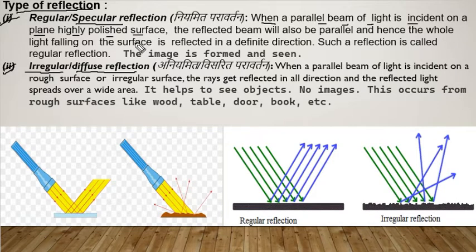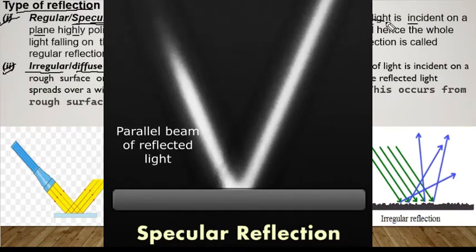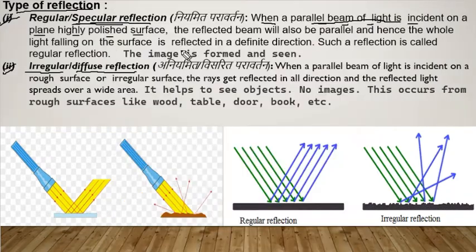So we can say that regular reflection takes place through a perfectly flat surface or perfectly smooth surface. In the case of regular reflection, for a parallel beam of incident light, the reflected light will also be parallel. That means the incident rays are parallel to each other and the reflected rays are parallel to each other as well, because this is the case of a regular reflection where the reflecting surface is perfectly plane. You can relate a plain, highly polished surface with the reflecting surface of a mirror.